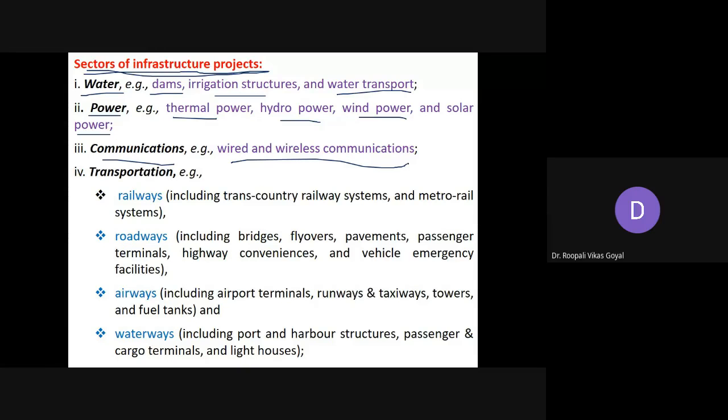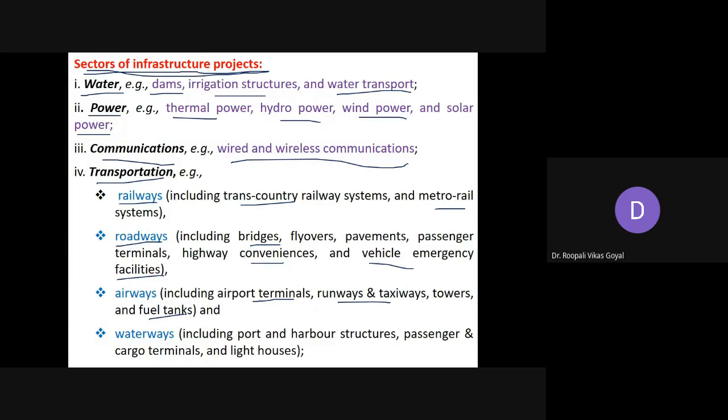Next is transportation link. So this is the railway line. This includes the trans-country railway system as well as the metro rail system. All should be properly hazard proof. Then roadways. So all the roadways, including bridges, flyovers, pavement, passenger terminals, highways, highway convenience and vehicle emergency facilities, all are to be disaster proof. Next is airways. In airways also, all the airport terminals, runways, taxiways, towers and fuel tanks are to be properly secured against the particular disaster.